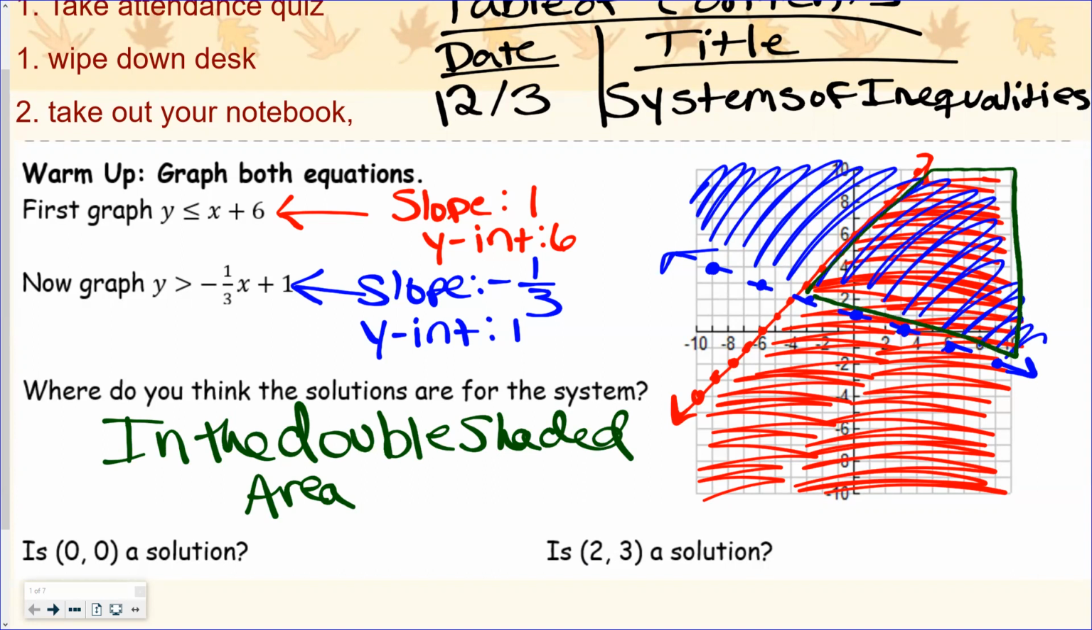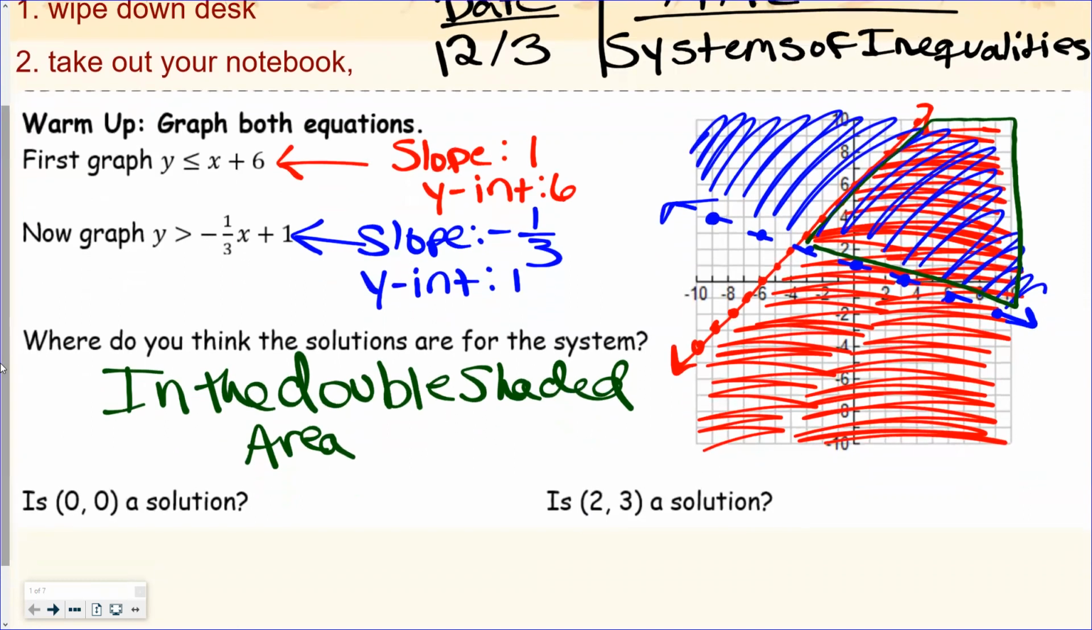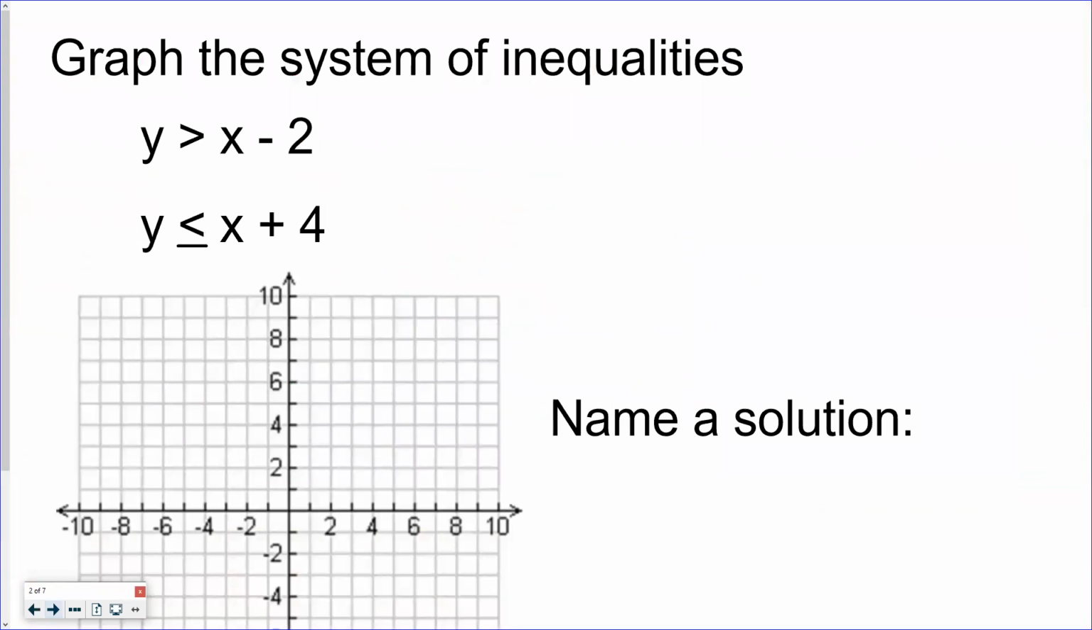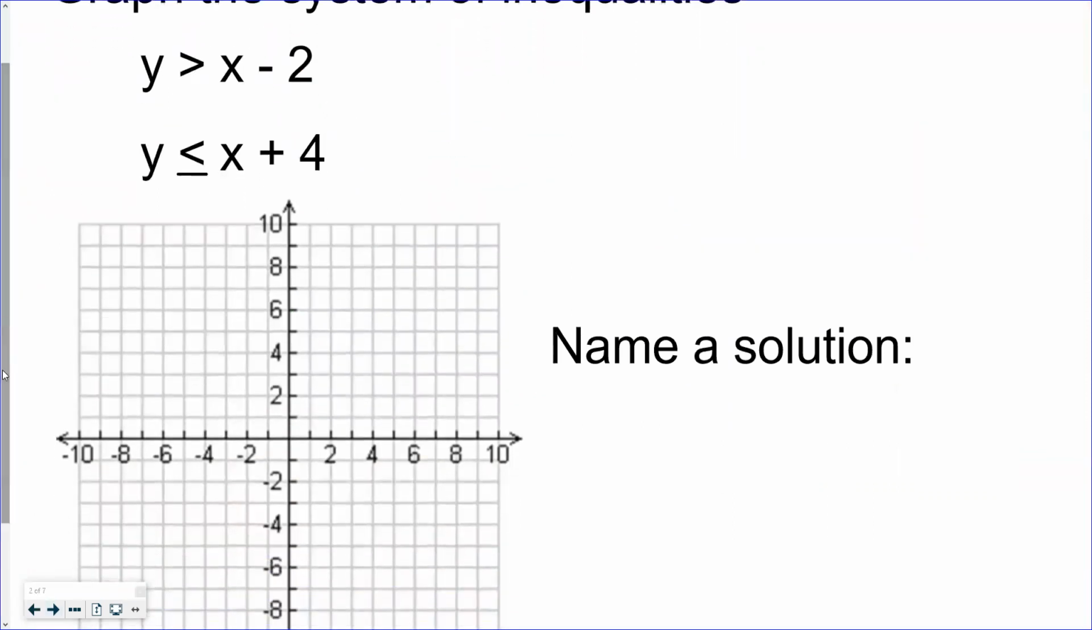So the question of is 0, 0 a solution? Well, 0, 0 is only in the red area. So no, 0, 0 would not be a solution. But positive 2, positive 3 is in the double shaded area. So yes, it would be considered a solution. Let's continue. All right, why don't you go ahead and try this one?